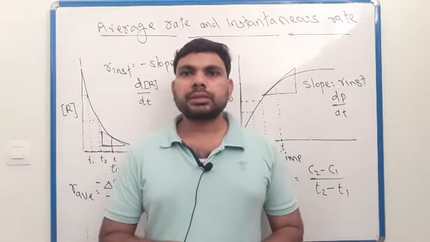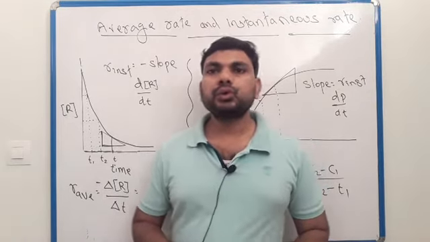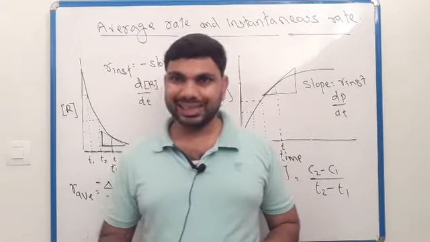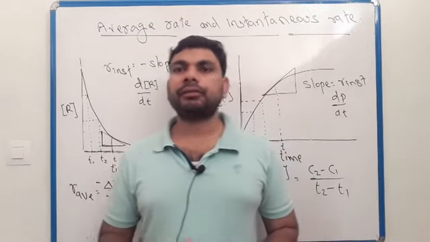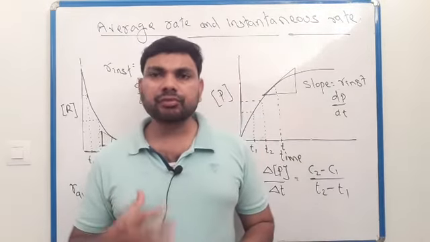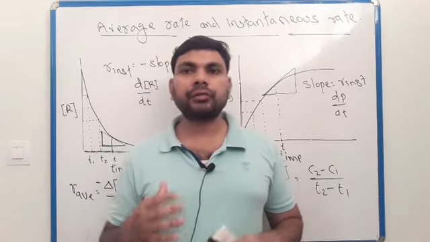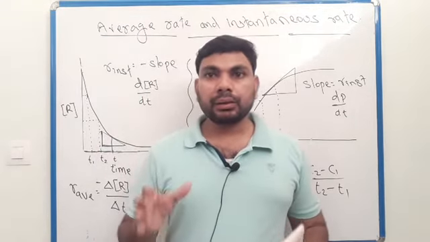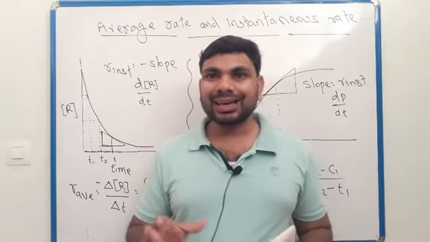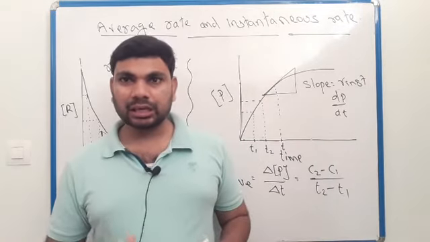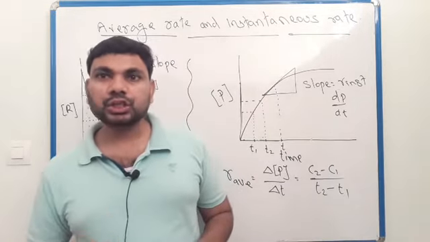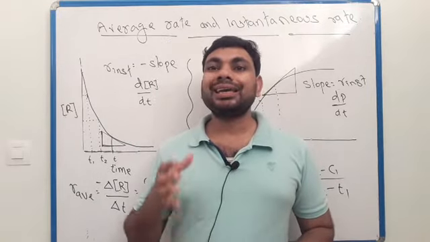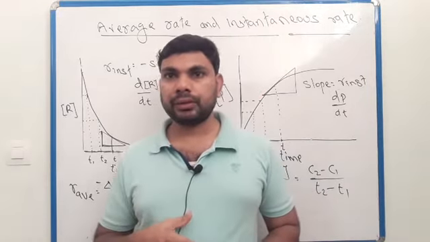Welcome to chemistry classes. In this video we are going to discuss instantaneous rate and average rate. Instantaneous rate means the rate of a chemical reaction at a particular instant. That rate of chemical reaction is called instantaneous rate.